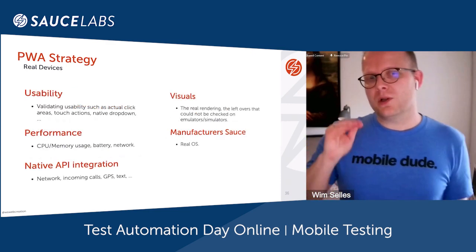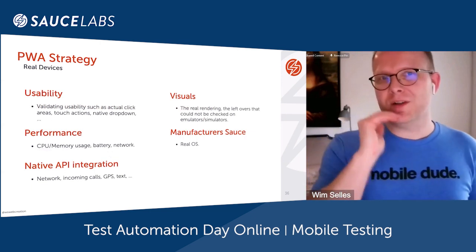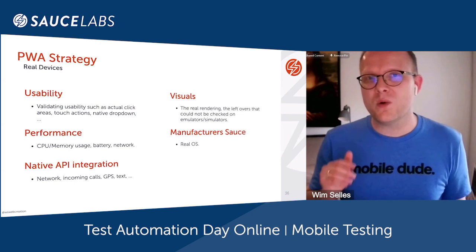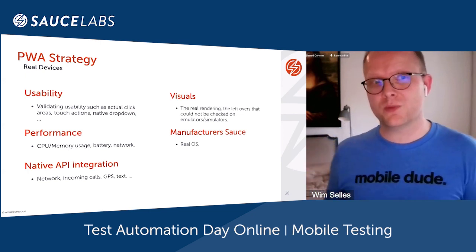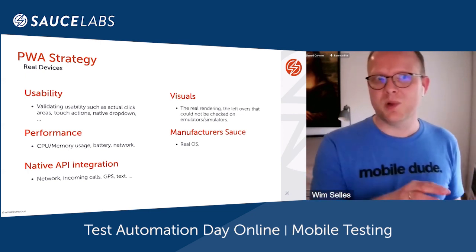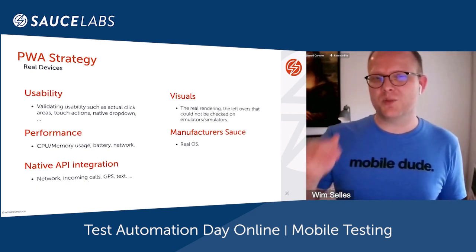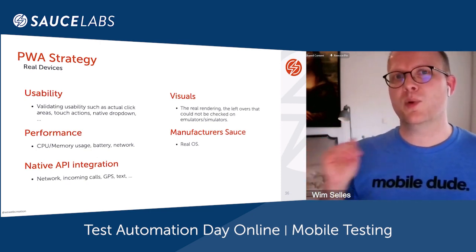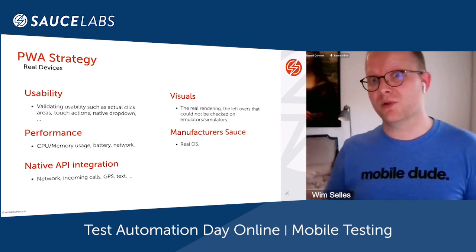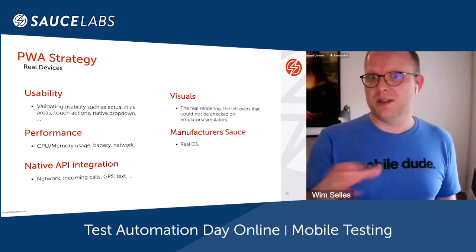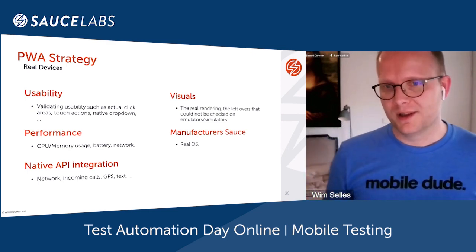Then if we look at what we can do, again, visual usability. This is really important. Look at the gestures. How is your customer using your application, and implement that. Look at performance, look at those native API integrations, and especially here, the visuals. This is the part where you would have, at least for Android, all the right places to test this. And last but not least, you've got your real OS.